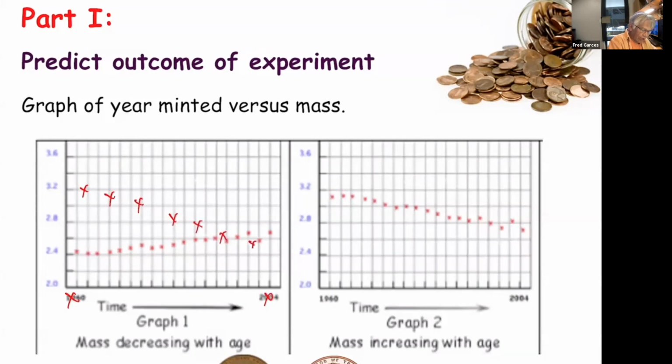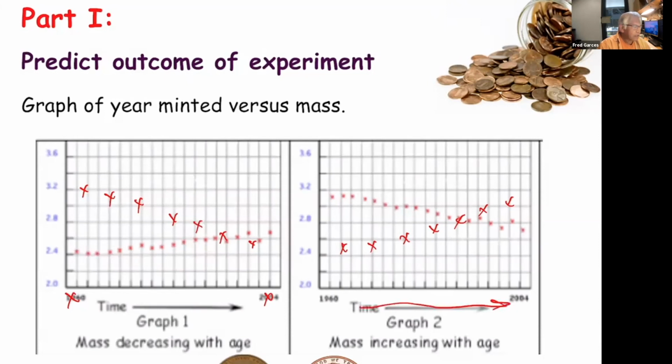Newer pennies are lighter than older pennies, but your hypothesis is older pennies are heavier. If you want to say that older pennies are lighter, then you would see a trend line that looks like this, where the older pennies weigh less than the newer pennies. Remember that this is time minted.